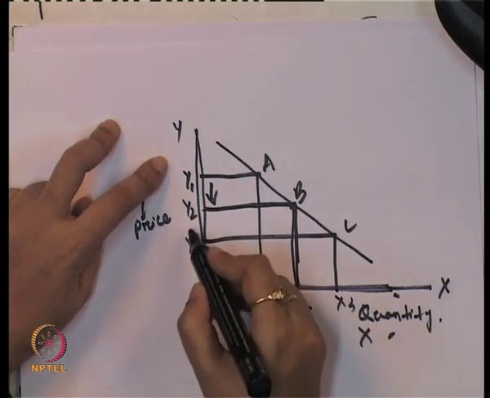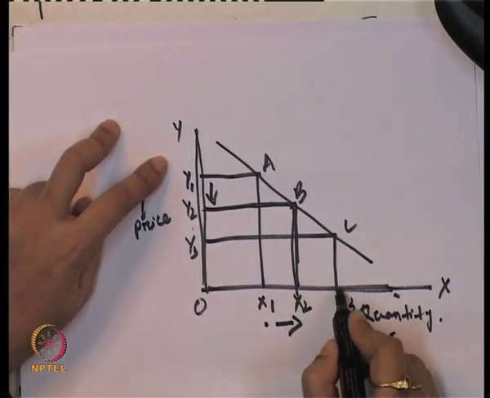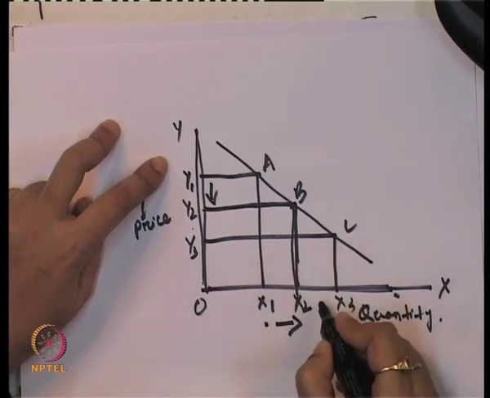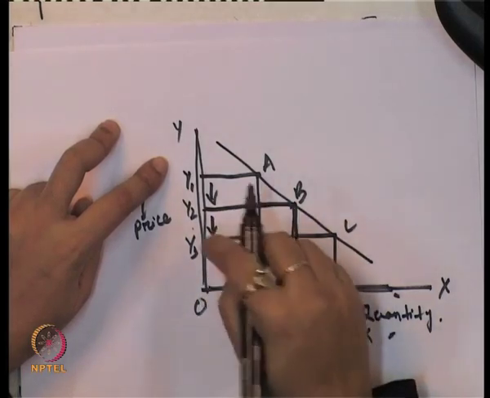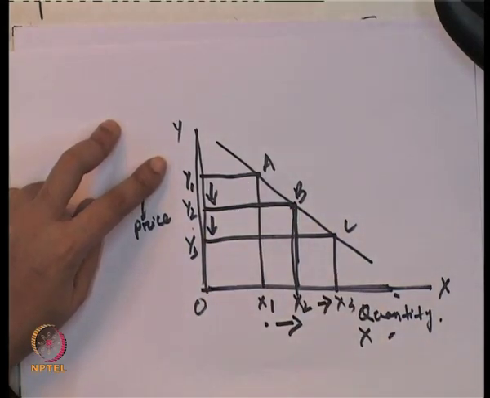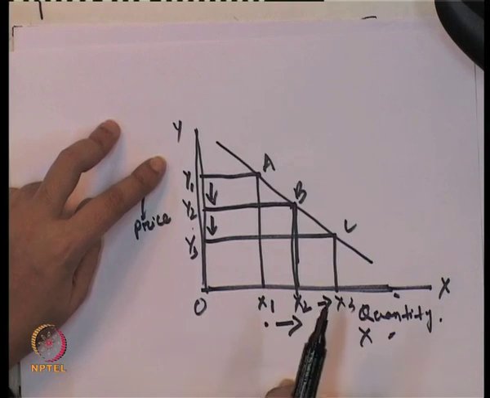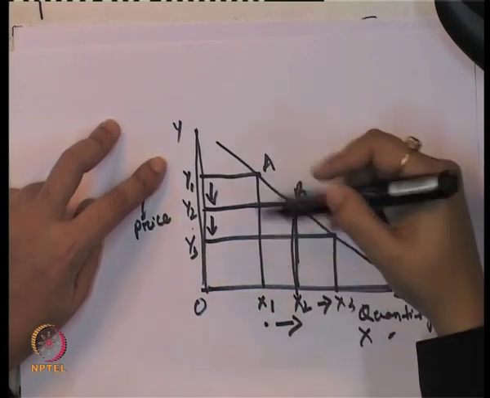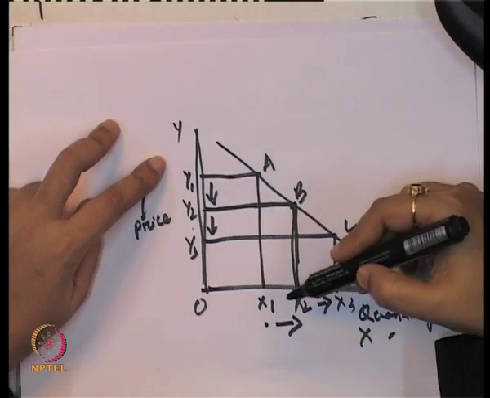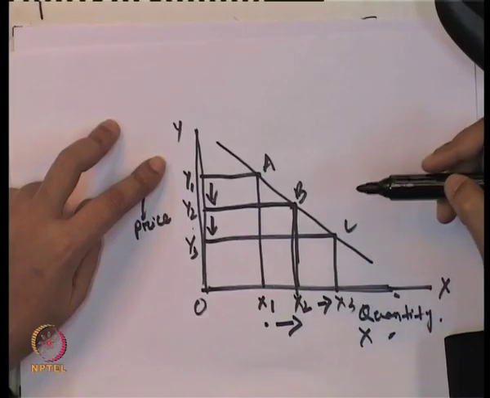Because there is a decrease in the price from y1 to y2. Similarly, when the price is y3, the quantity is x3. Why is there an increase in the quantity from x2 to x3? Because there is a decrease in the price from y2 to y3. So, price and quantity, since both are inversely related, whenever there is a decrease in the price, that leads to an increase in the quantity demanded.